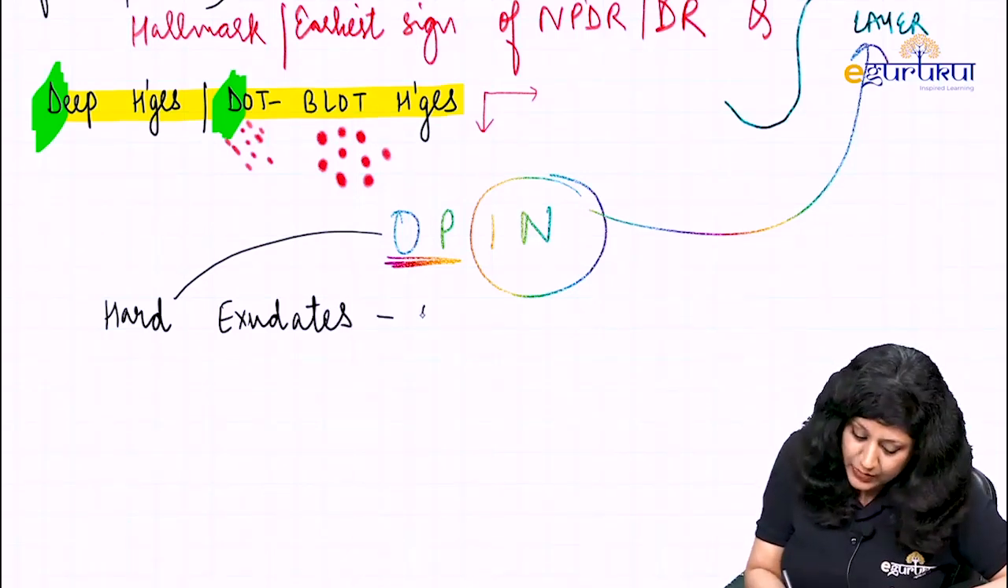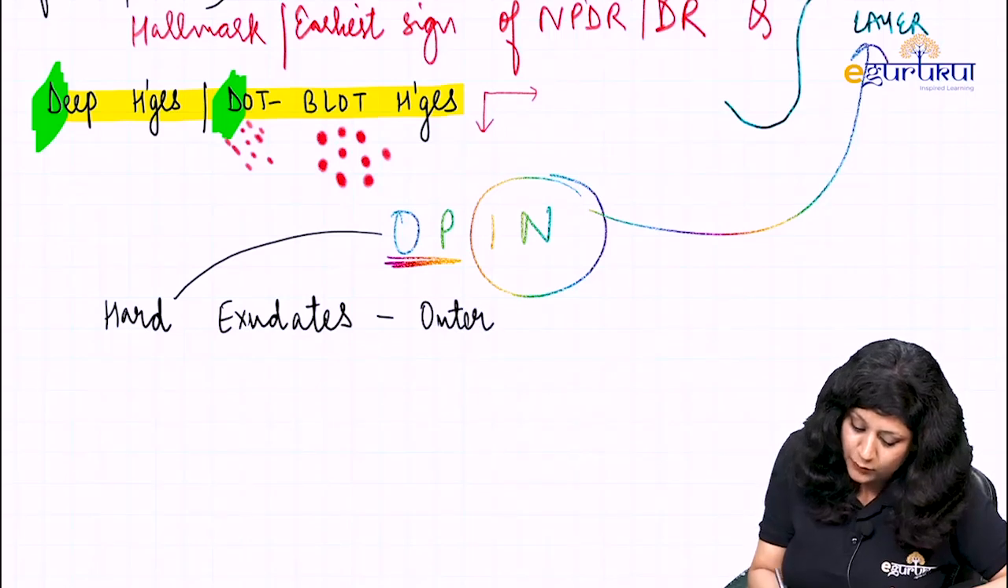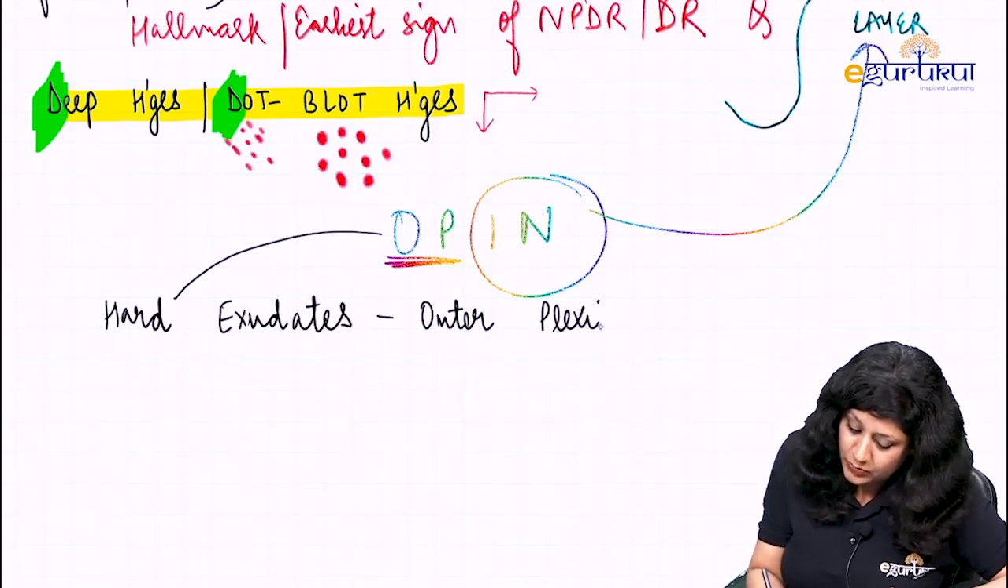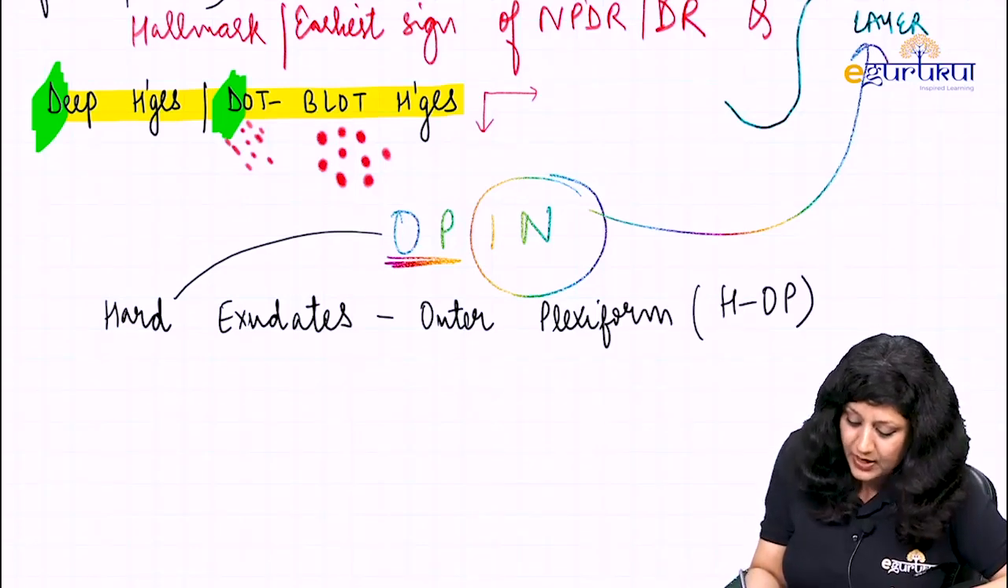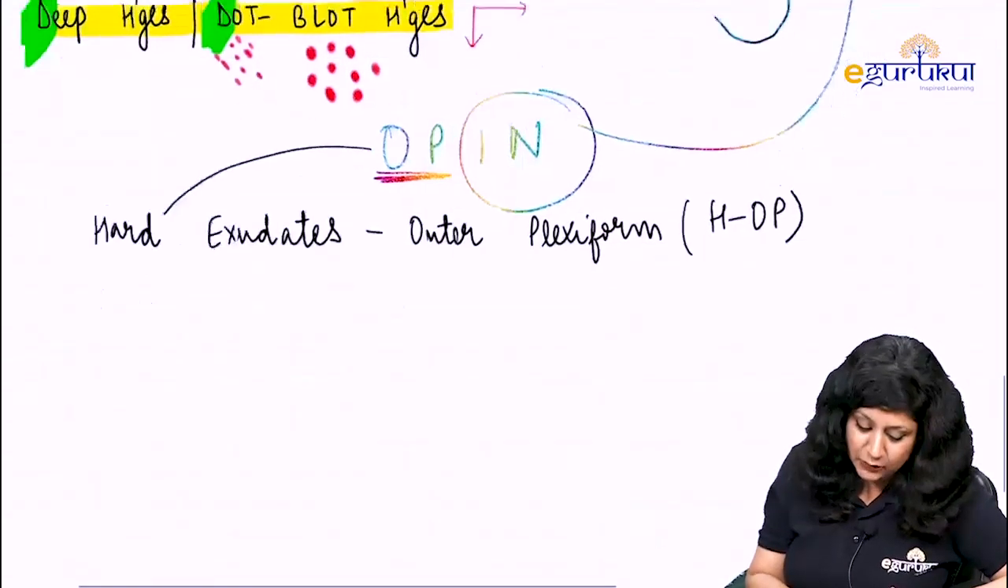So another important thing that you get in this patient of NPDR is actually the hard exudates. They are found in the outer plexiform layer. You can remember it by the HOP. The hard exudates are found in the outer plexiform layer.